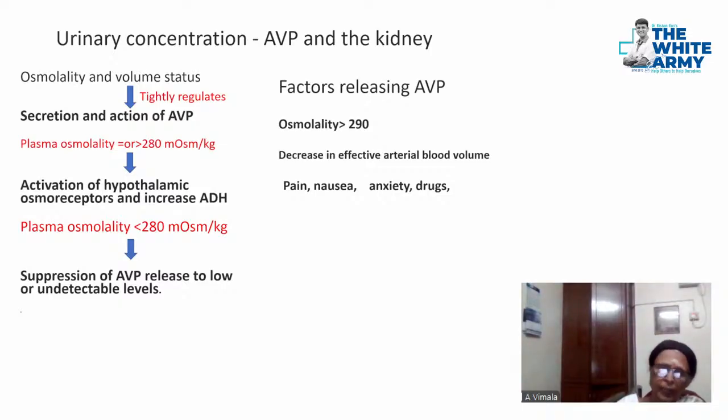So whenever there is an antidiuretic hormone release, there will be retention of water and the plasma osmolality will get corrected. On the other hand, if somebody has got a plasma osmolality of less than 280, there is a suppression of AVP release and the AVP will be low or undetectable. So the main stimulus for the AVP release is hyperosmolality and low volume.